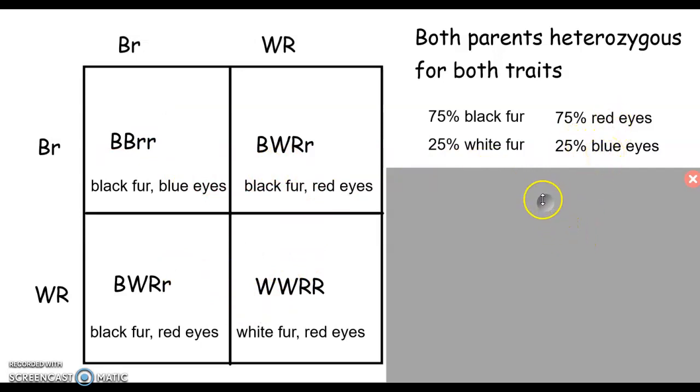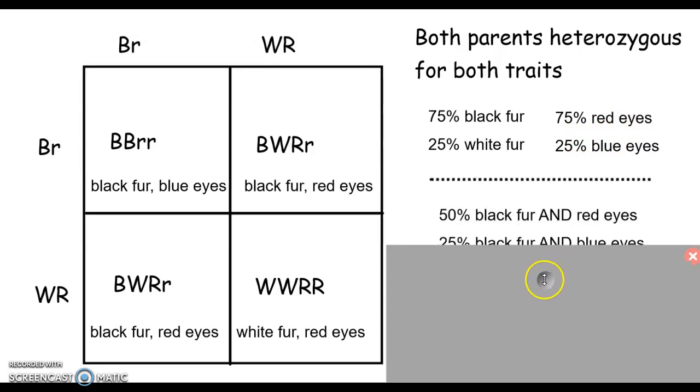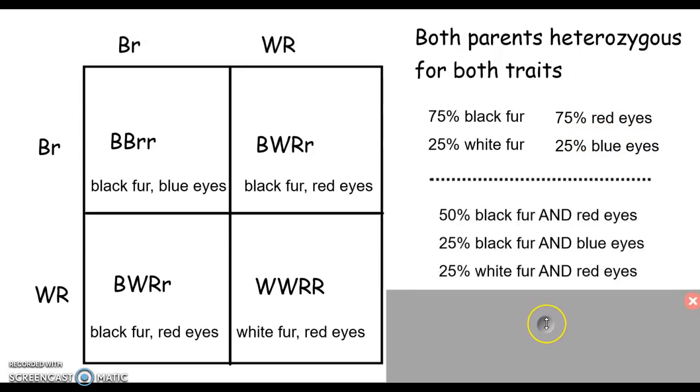That's from a phenotype point of view. From a genotype point of view, no, sorry. Let's look at the combination though, right? There are three distinctive kinds of combinations we could find. We're going to find 50% black fur and red eyes. Those are the two corners, the upper right-hand corner and the lower left-hand corner right there, okay? 25% black fur and blue eyes, the upper left-hand corner, and then 25% white fur and red eyes.